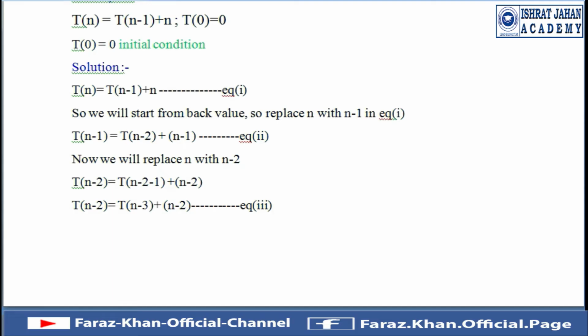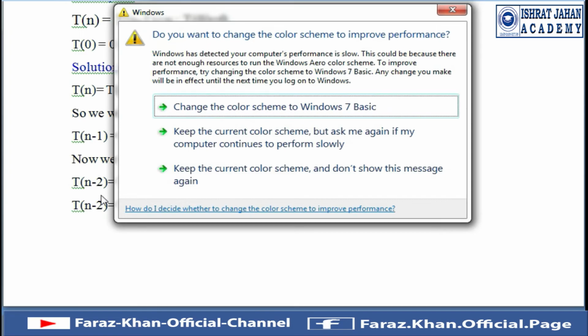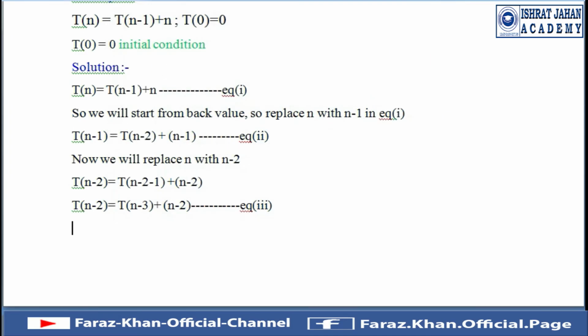Okay, let's move on. Now suppose first we have solved it for n minus 1, then we have solved it for n minus 2, we can also solve it for n minus 3, but there is no need to further solve. Suppose I solve it for T of n minus k, so what will it become?